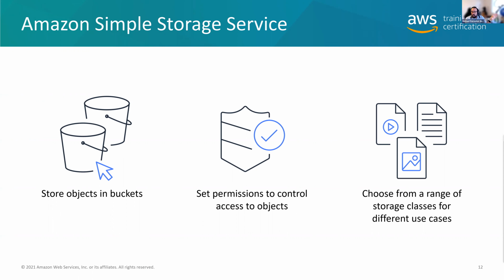Now, you store objects in buckets. You set some permissions for those objects. And by the way, they can be public, they can be not public. It's up to you. And you can use hot or cold storage classes to define whether you want this to be super performant, super fast, or whether you want it to go into archive mode and not be accessible at all unless you call it back up.